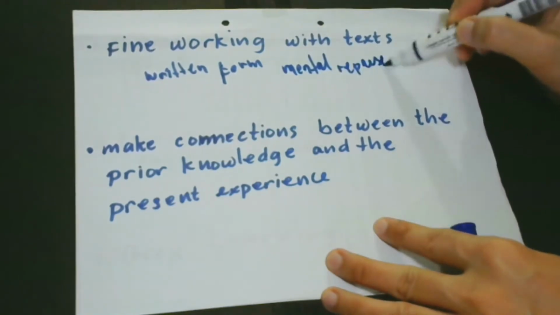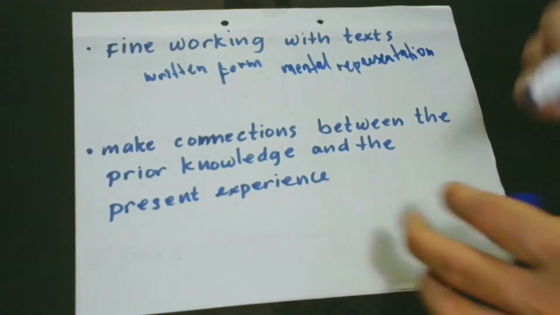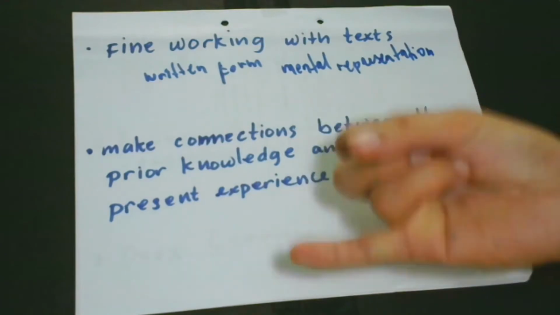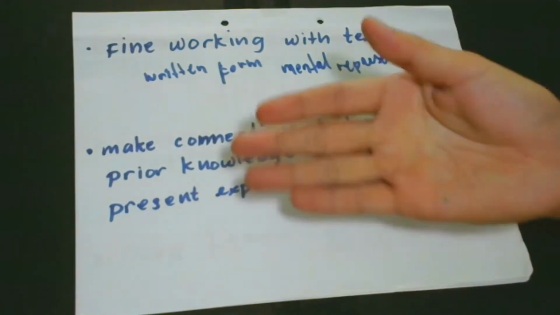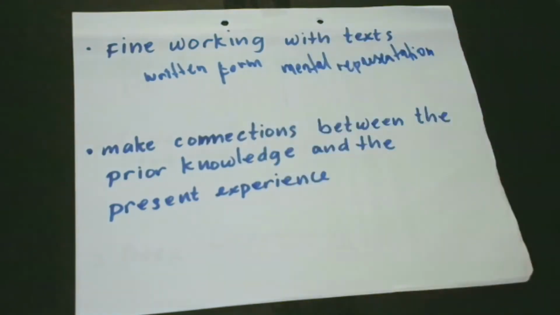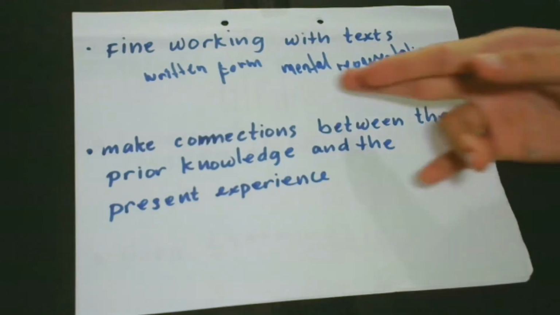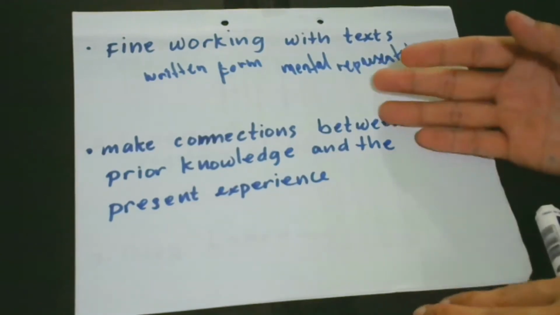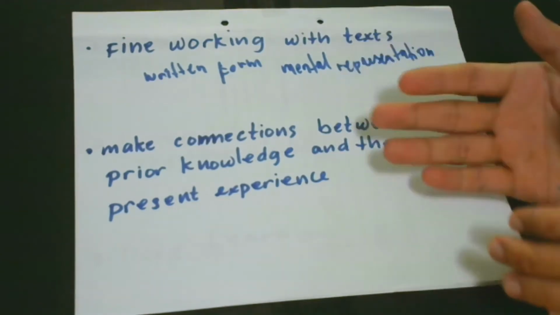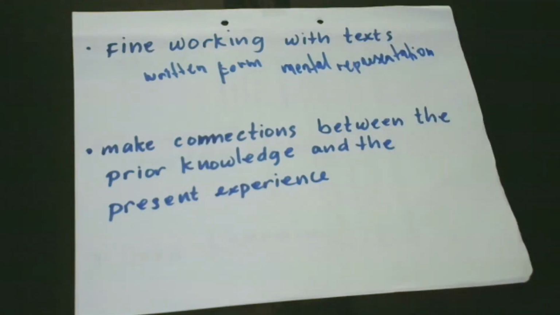Of course. When we say written form, we have our alphabets that represent, or when you connect the different sounds of the alphabets, then you would form different words. Mental representation refers to how these different sounds are represented in our memory, in our brain.